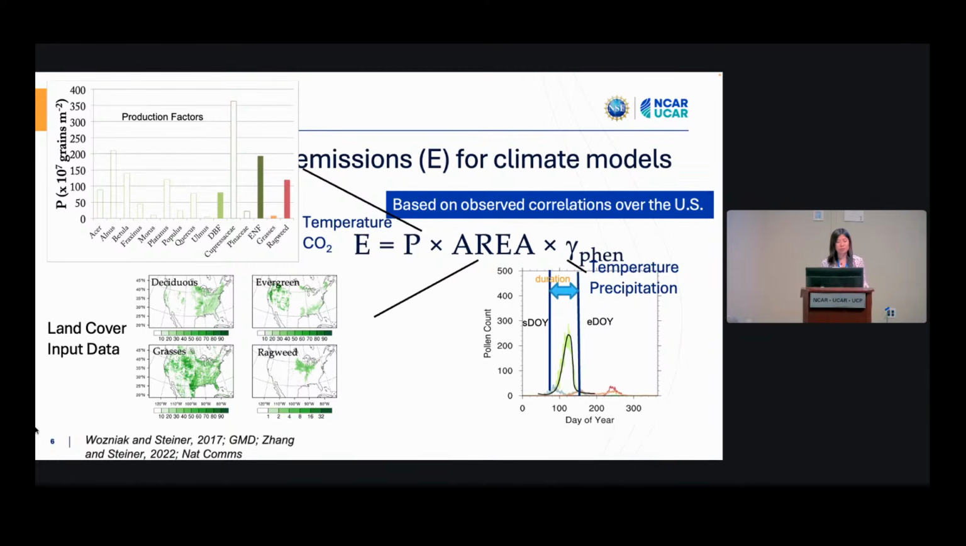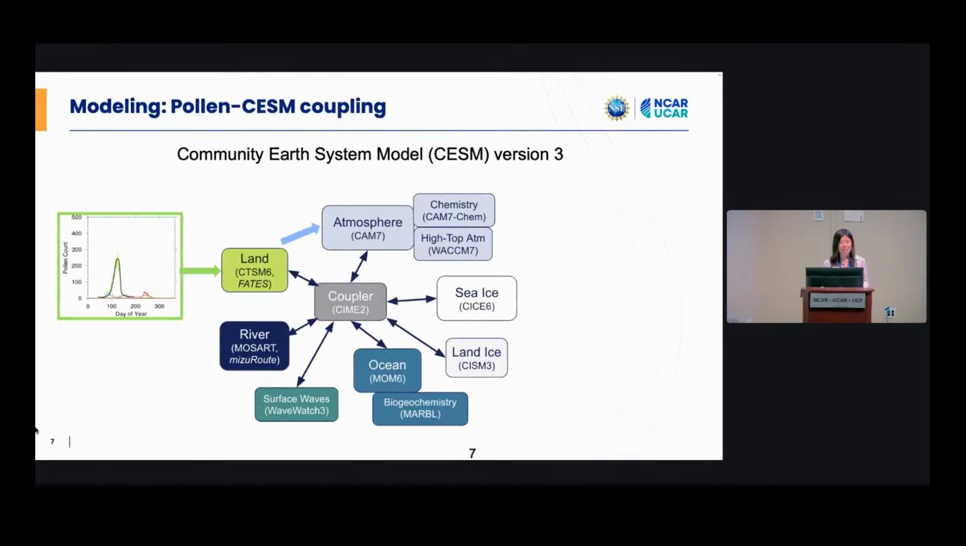Before, this model was offline and driven by the climate variables. Here we want to make it fully online, to be coupled with land process and atmospheric process. The first step is to couple the emission model with the land model.